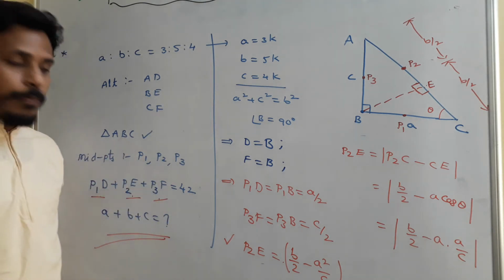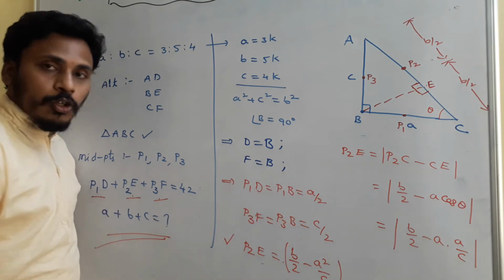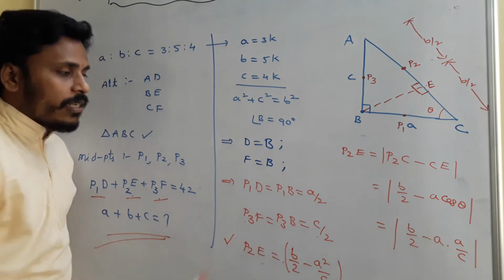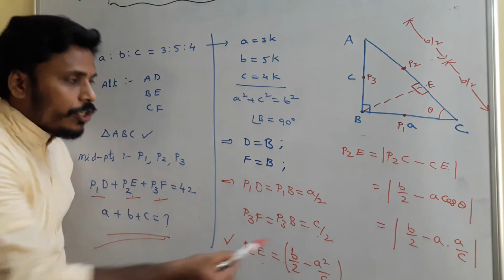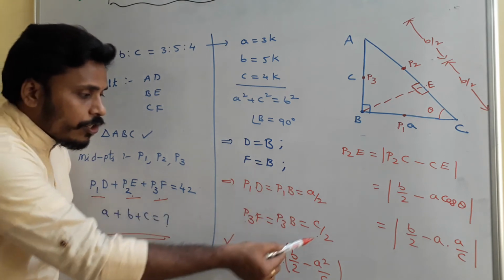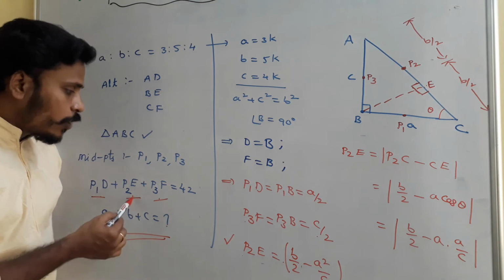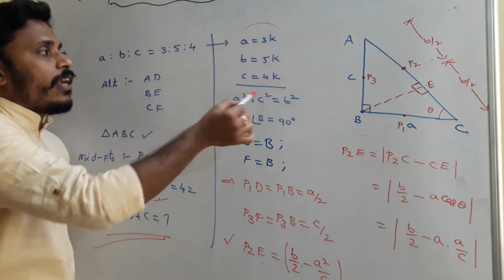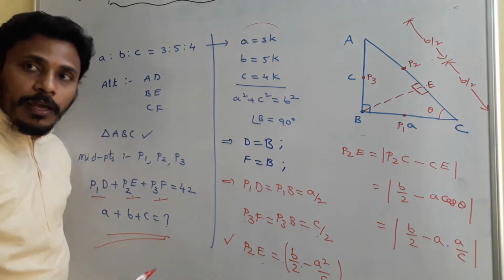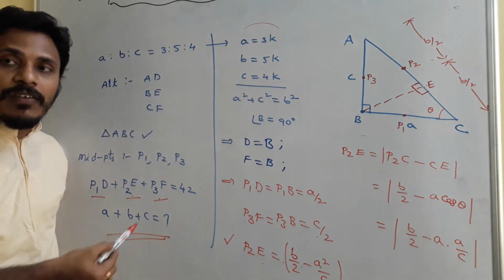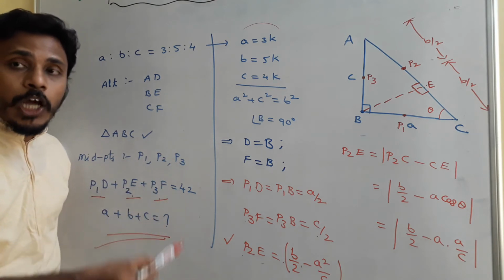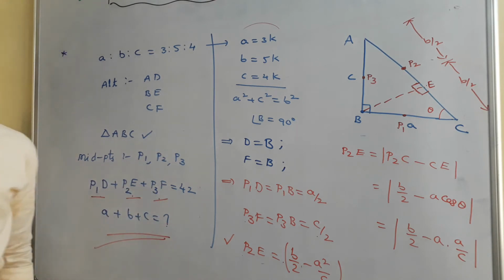Okay. As they mentioned, P1D plus P2E plus P3F is equal to 42, and they are asking us to find A plus B plus C. P1D is A by 2, P3F is C by 2, P2E is B by 2 minus A square by C. Add these three, okay, and you just equate it to 42, and for simplification you just replace A, B, C with 3K, 5K, 4K. On simplification you will get the value of K. Okay, first of all think about the problem. If you have any doubts, ask me. Okay, and then you just try to find the value of K. Right.